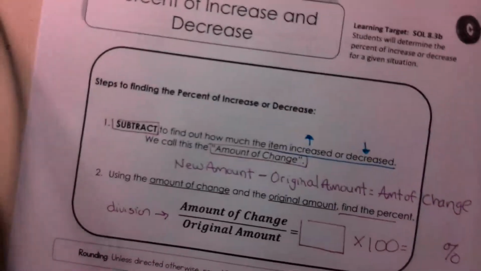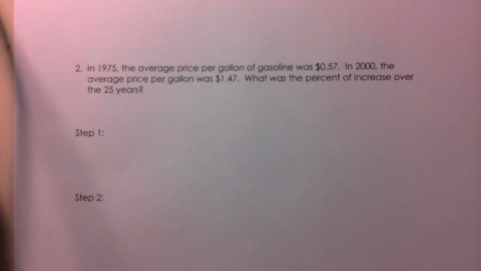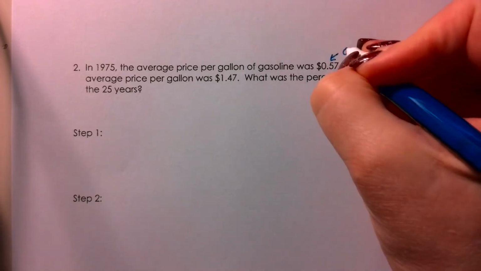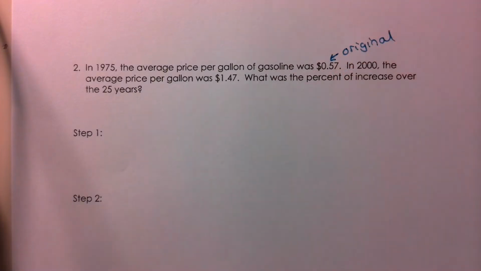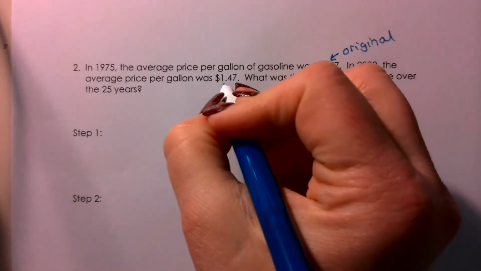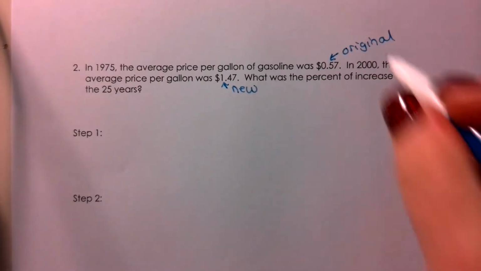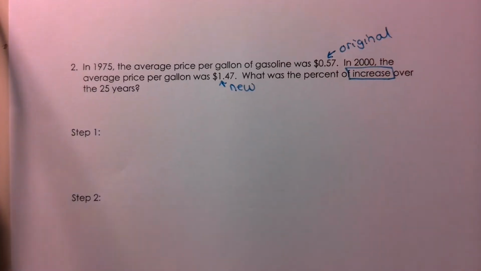Page 26, so we can practice this a bit more. Number 2 says, in 1975, the average price per gallon of gasoline was 57 cents. In 2000, so there's your original. In 2000, the average price per gallon was $1.47, and here's my new. What was the percent of increase, because we are going up, over the 25 years?